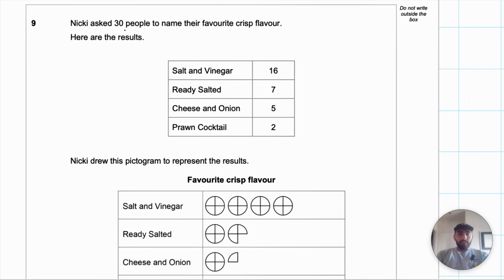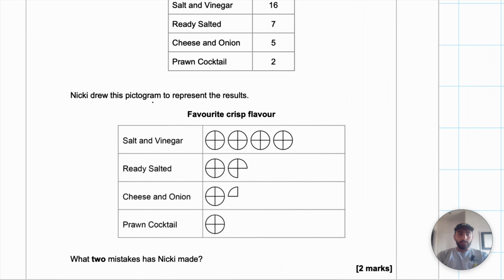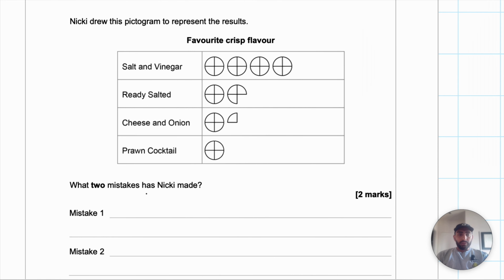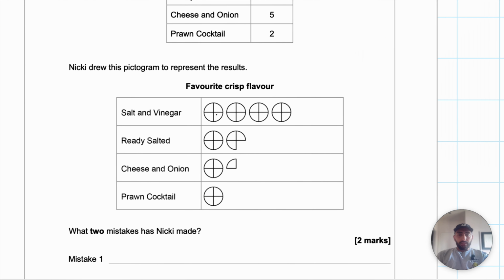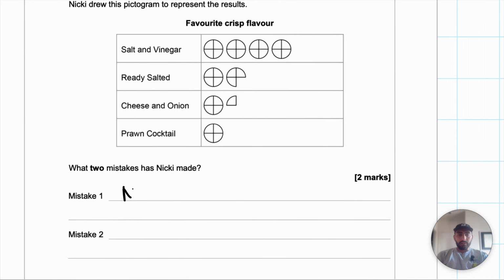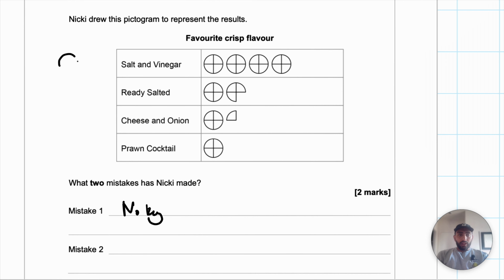Question 9. Nikki asked 30 people to name their favorite crisp flavor. Here are the results. Nikki drew this pictogram to represent the results. What two mistakes has Nikki made? We're trying to find two mistakes here. The first thing that I can find an issue with is that there's no key. But let's just assume that if we did have a key, this circle that's split up into 4 equal parts, we'll call that 4 people.